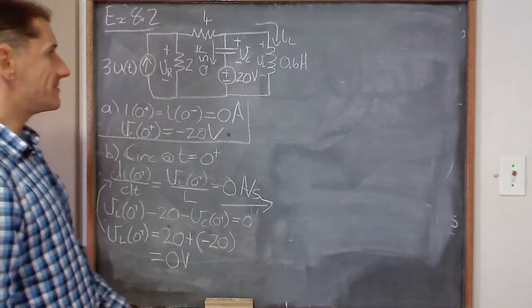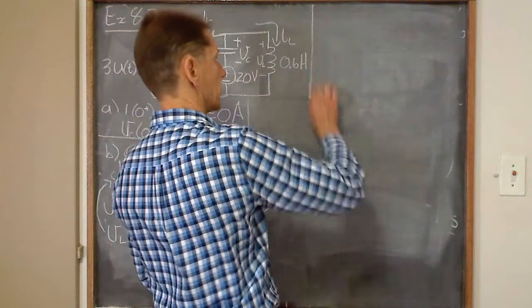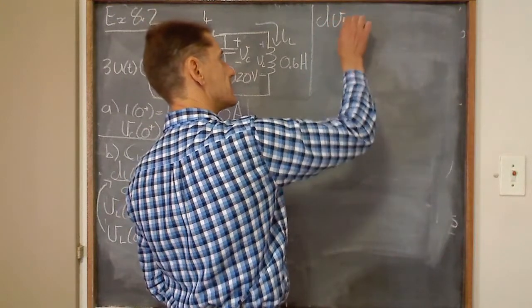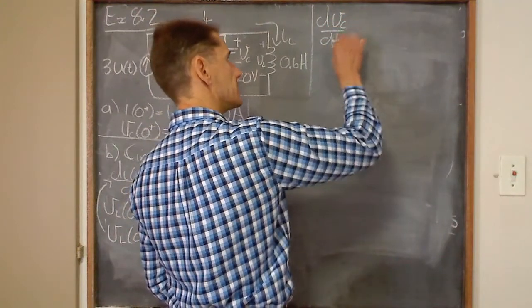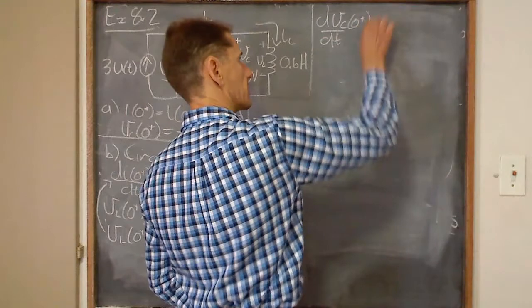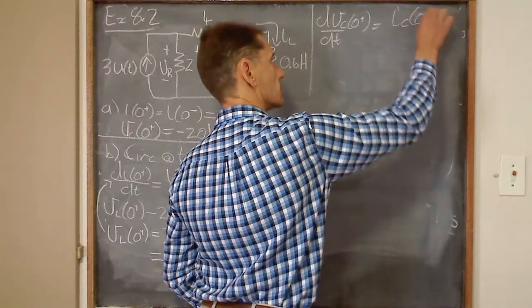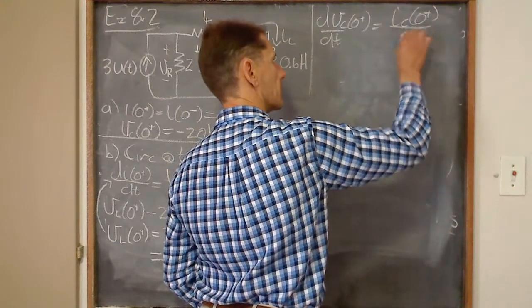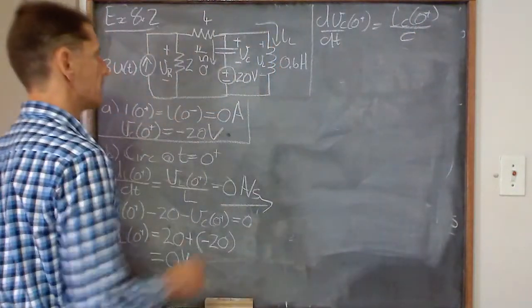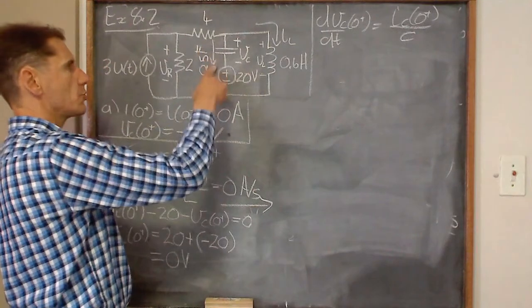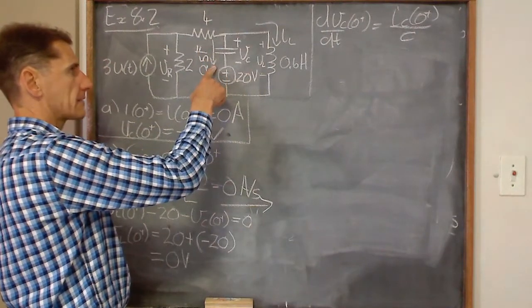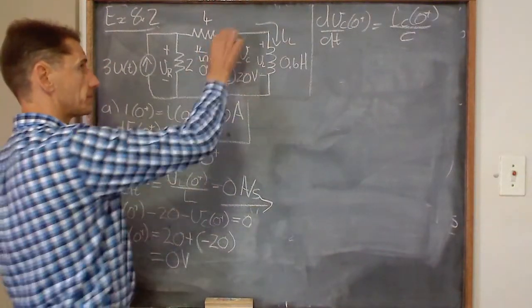Then for the dVc/dt, let's do it over here. For dVc/dt at time 0 plus, we know that's going to be equal to IC at time 0 plus divided by the capacitance. So I need the current through this capacitor at time 0 plus.